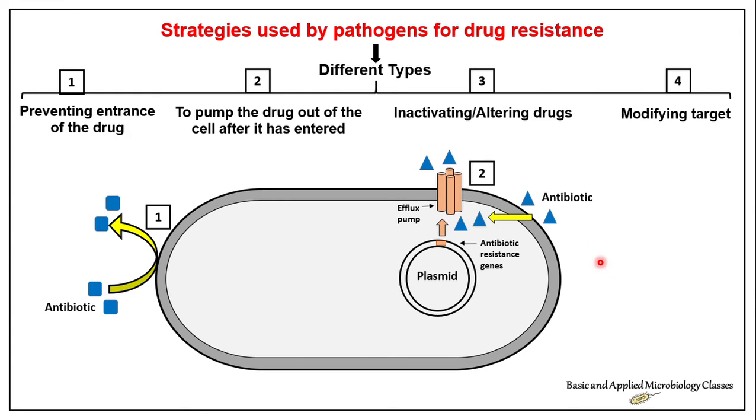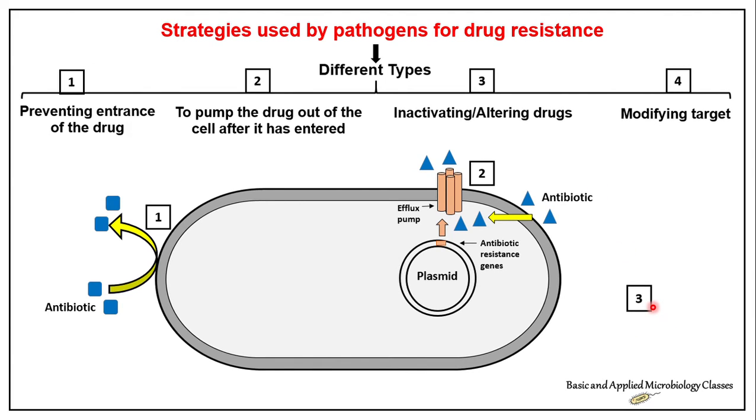And you should know that by pumping the antibiotic out of the cell, the efflux pump can completely pump out all the antibiotic, or it can also lower down the concentration of antibiotic which was actually required to kill the bacteria. It can help in lowering down the concentration of antibiotic. So this is about the second strategy. Now we are going towards the third strategy. The third strategy is what? Inactivating or altering the drugs.